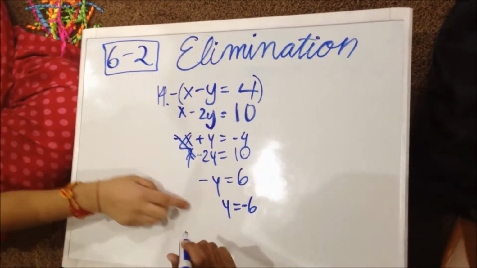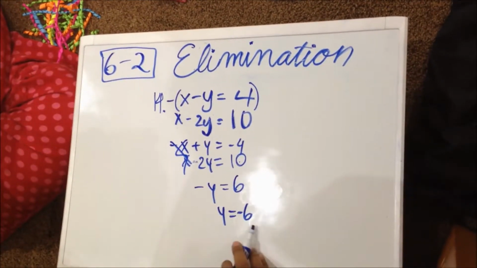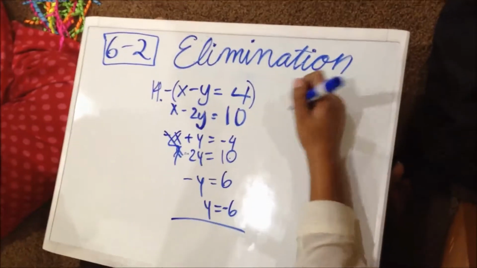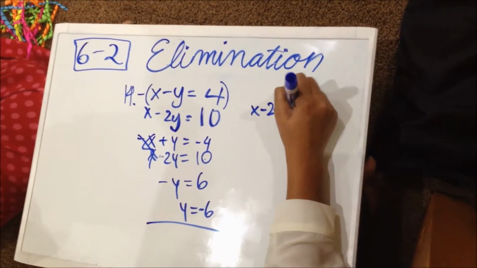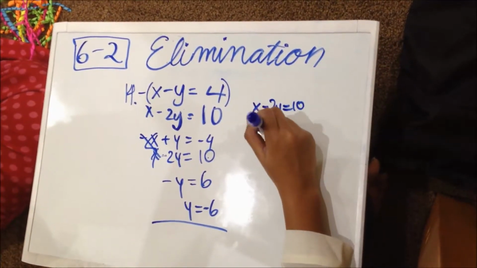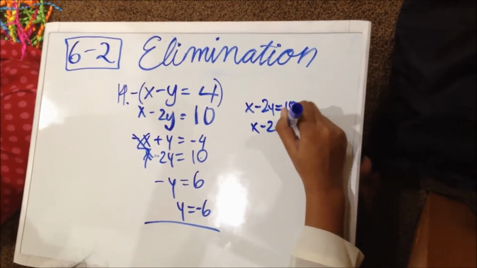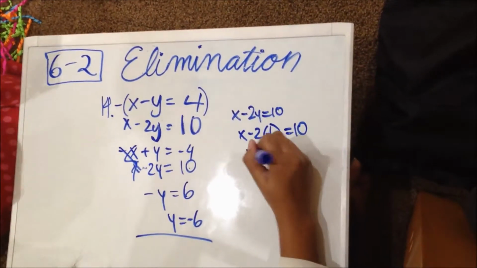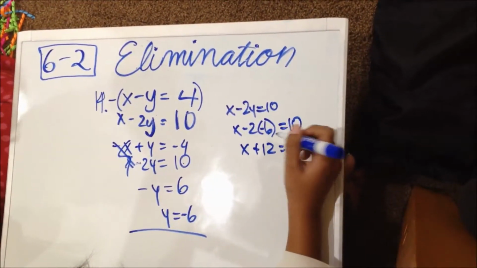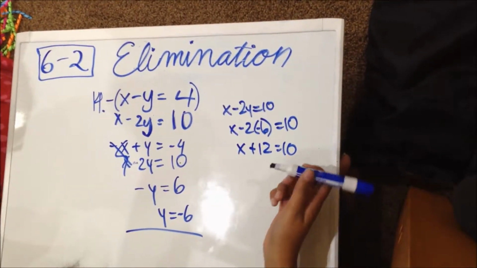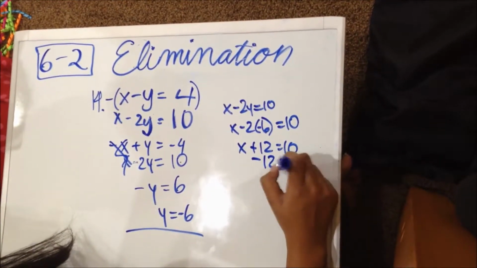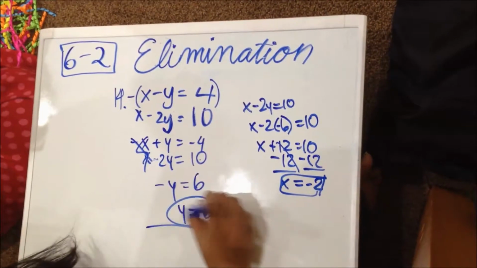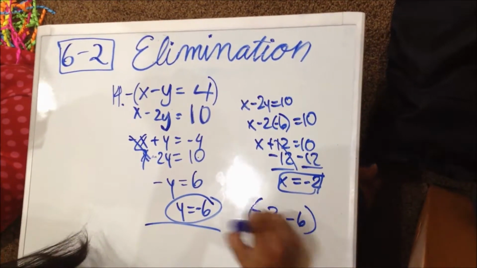And wait, don't you have to plug stuff in? Yeah, you put the y equals negative 6 into this problem right here. You could use either one, but I'm going to use the second one. So x minus 2y equals 10 is your problem. And then you put x minus 2 parentheses negative 6 equals 10, because you're multiplying the negative 6 into the y. So x plus 12 equals 10 because negative 2 times negative 6 is positive 12. So you minus 12 on both sides to get x by itself. x equals negative 2. And you have negative 6. So negative 2, negative 6 are your coordinates.